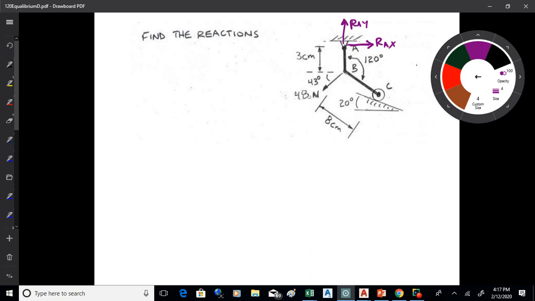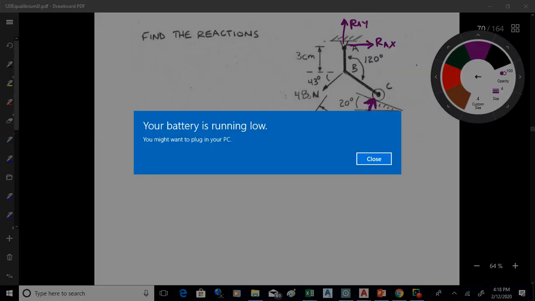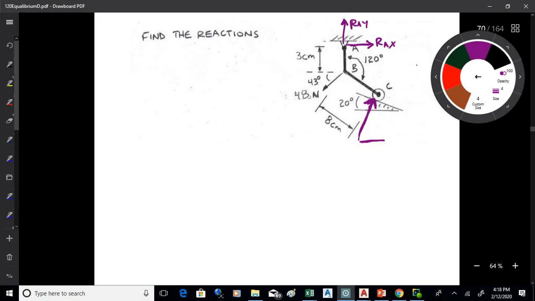Okay, we've got a roller on a ramp at C, so the force is perpendicular to the ramp, like so. What's the angle of the force? We got a 20-degree ramp. So what's the angle of the force? 70. It's 90 minus the 20, so that would be 70. Okay, so that's where we start. That's a free body diagram of that bracket.